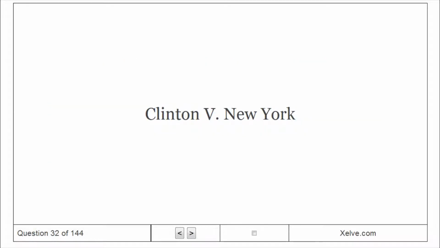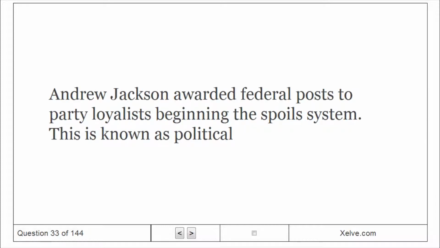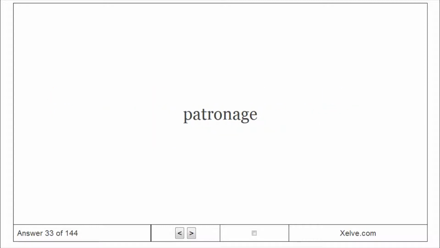Clinton v. New York banned the line item veto from law. Andrew Jackson awarded federal posts to party loyalists, beginning the spoils system. This is known as political patronage.